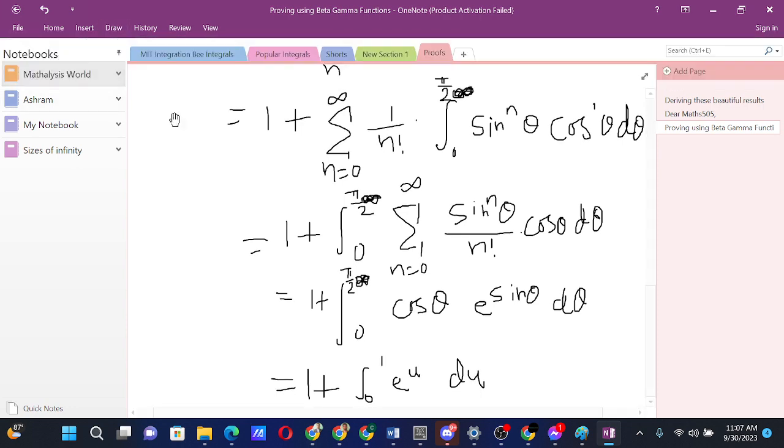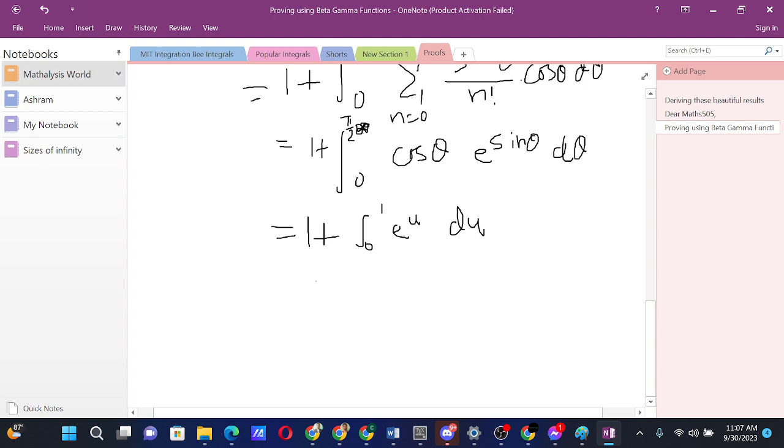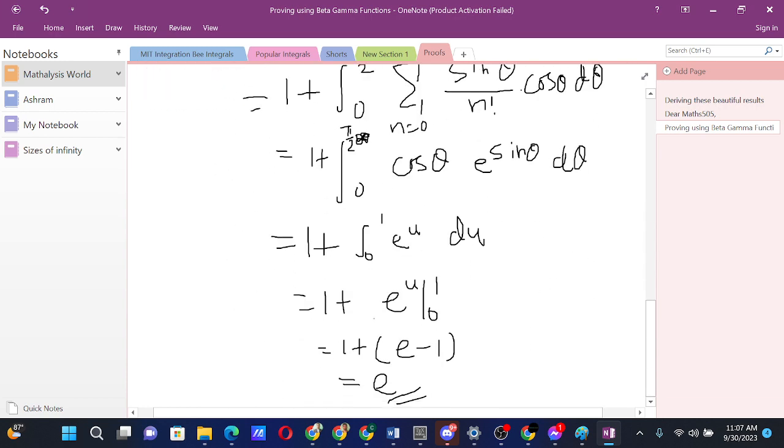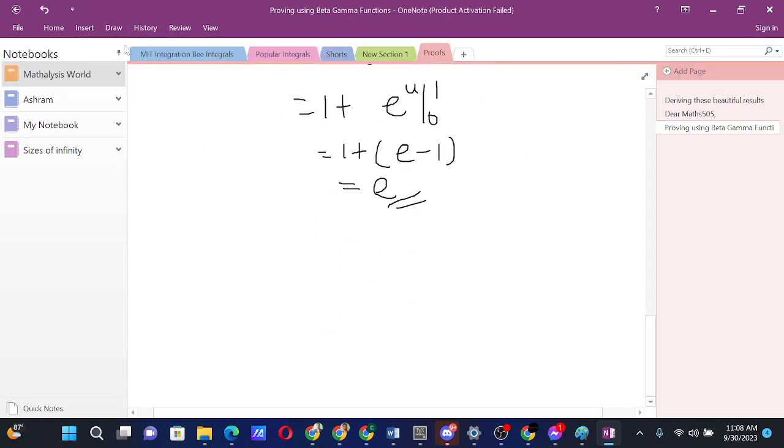Now we can easily integrate this. It's 1 plus e to the power u from 0 to 1. So that's 1 plus e to the power 1 minus e to the power 0, which is 1. So we get e as our answer. Now we have derived that the summation from n equals 0 to infinity of 1 by n factorial is equal to e. So we have finally proved that the summation from n equals 0 to infinity of 1 by n factorial is equal to e using the integral beta gamma function.